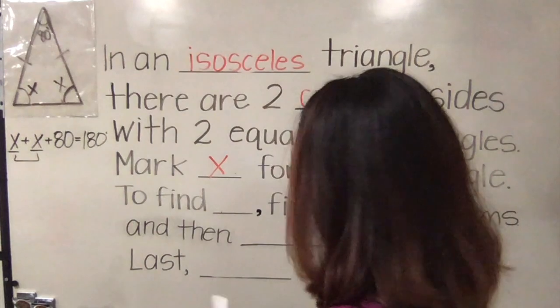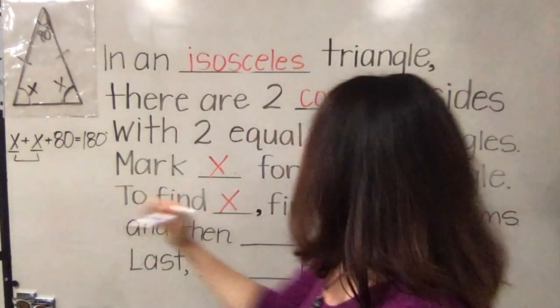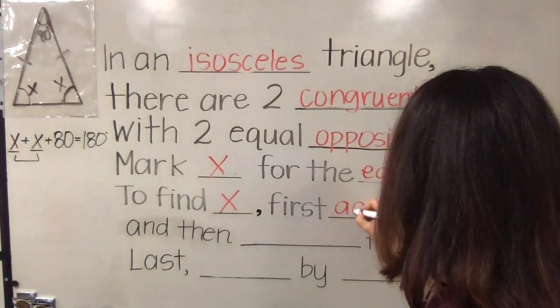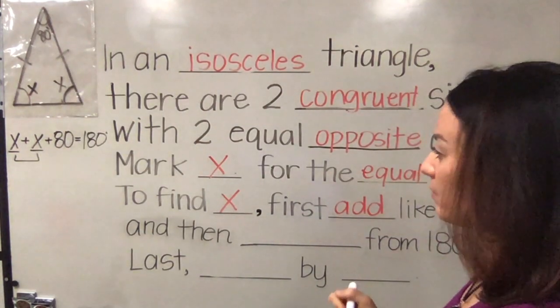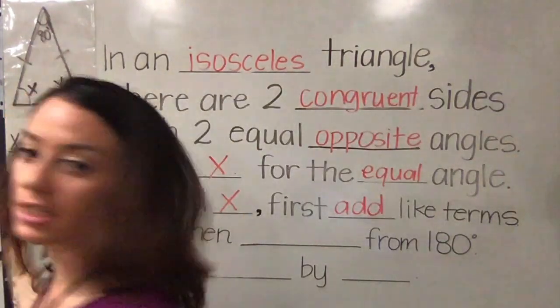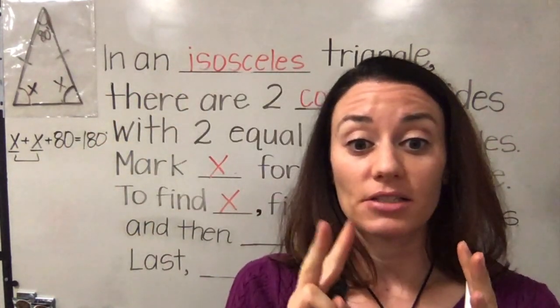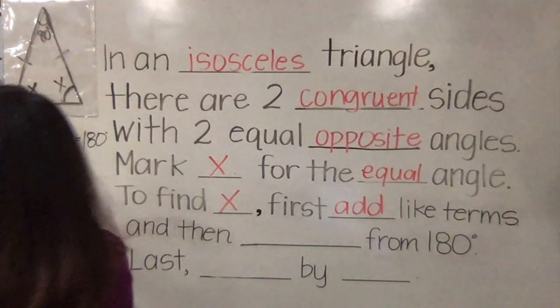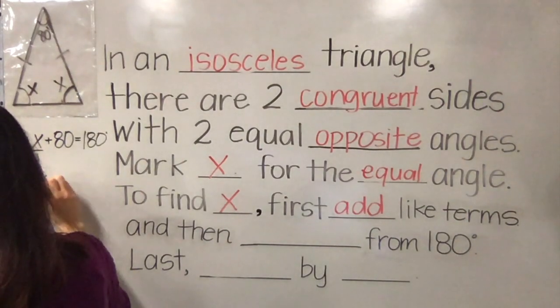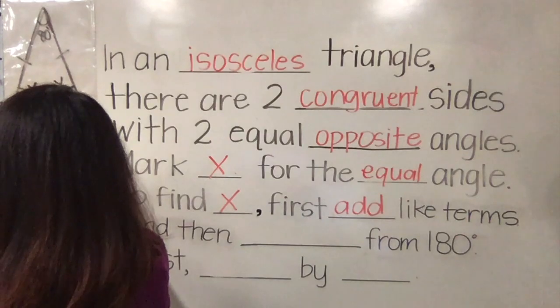So to find what x is, you're going to notice that you have to add the like terms. When I say combine, that could be add, it could be subtract, but in this case, it's add. So let's do that. What's x plus x? Let's pretend there's a 1 in front of this x and a 1 in front of this x. How many x's do you see? 2. So we're going to get 2x plus 80 equals 180.